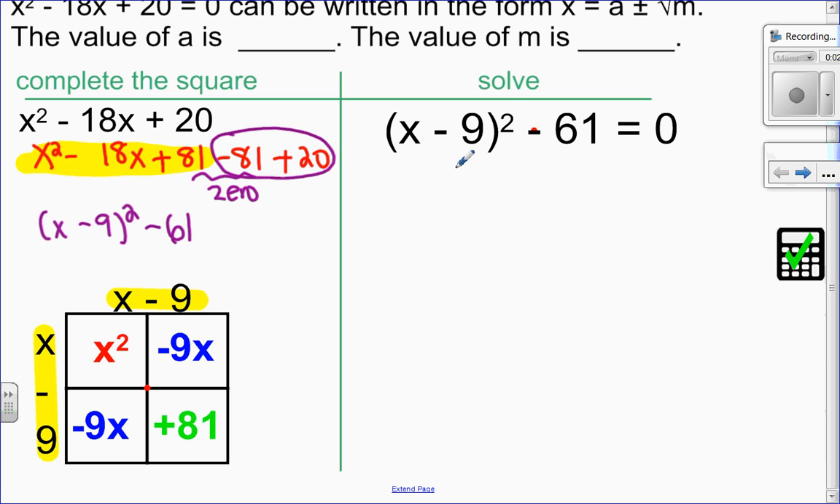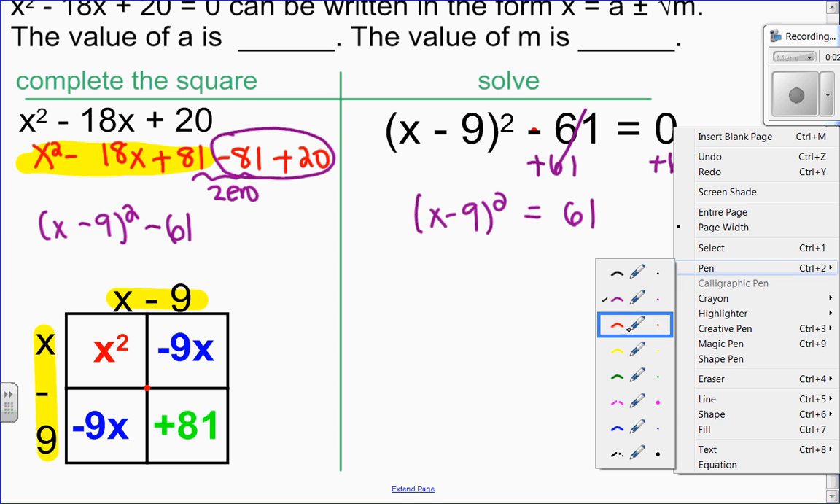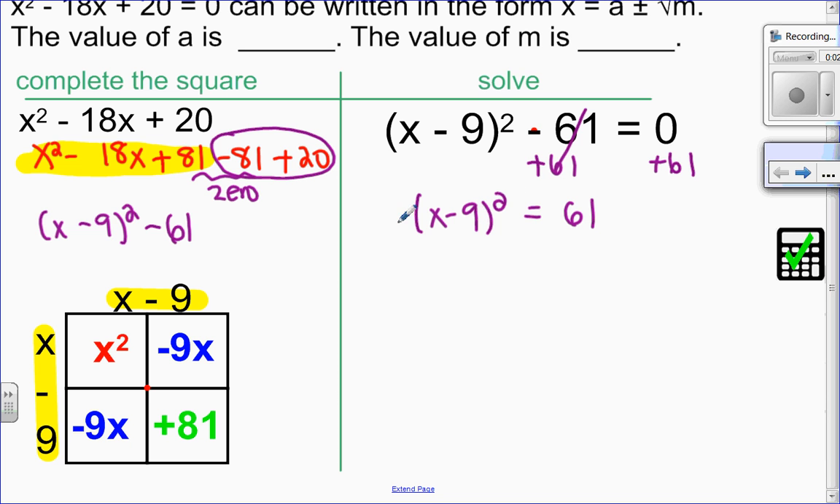I want to get my square term by itself, and I'll do that by adding 61 to both sides of the equation. So I'm using reverse order of operations. I get x minus 9 squared equals positive 61. Now, to get rid of my squared term, I'm going to take the square root. Squaring and square rooting are inverse operations, so they undo each other. So these cancel, and I'm left with x minus 9 equals.